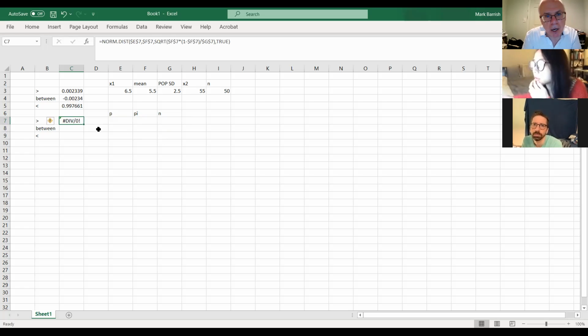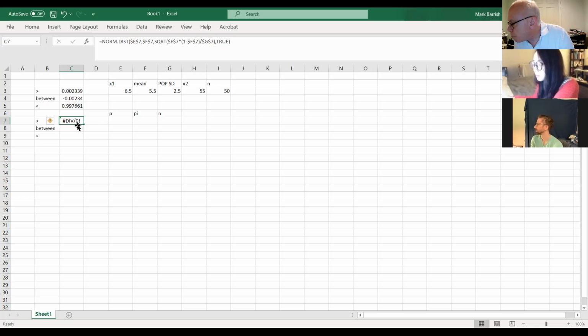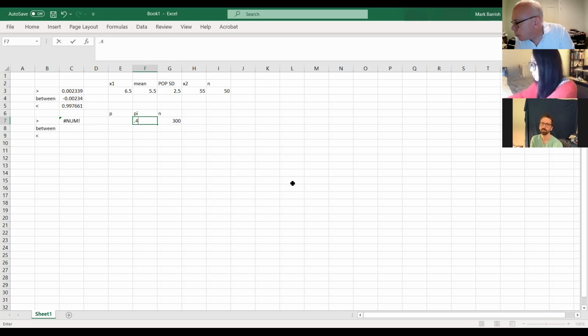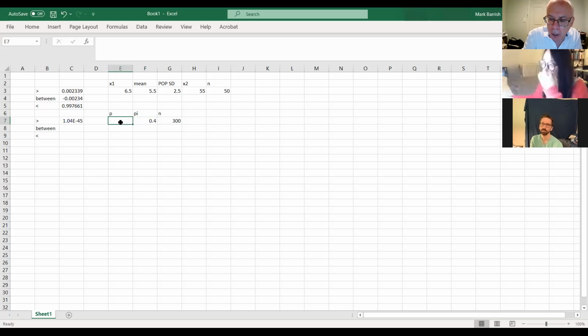Now, why it's giving me an error here is because I'm dividing by a number that's not there, right? So let's do a greater than question. Let me see if I can find one. What's the probability that P is greater than, all right. N is 300. Let's type in the number 300. This question is saying 300 is N, and pi is 0.4. And we want to know the probability that P is greater than or equal to 0.35. We'll put 0.35 here. There's your answer.